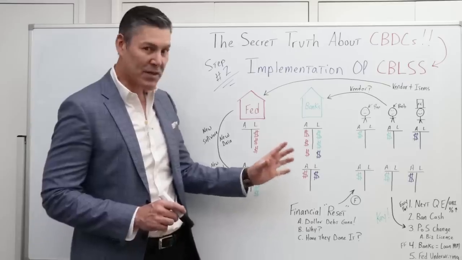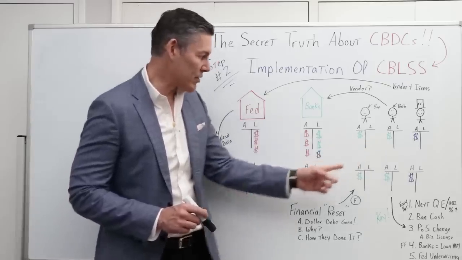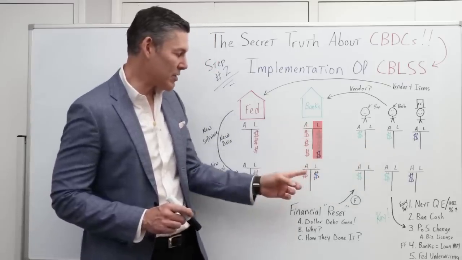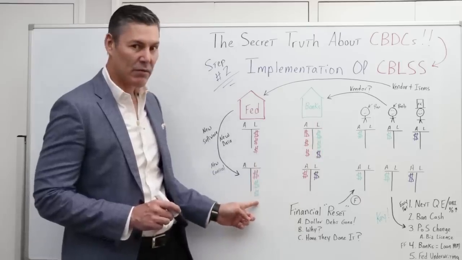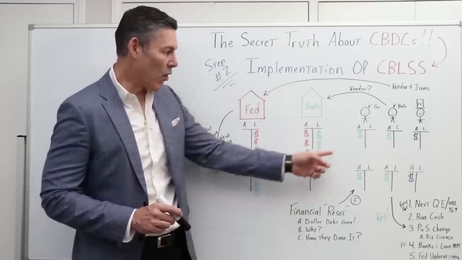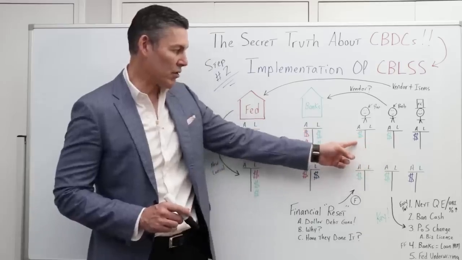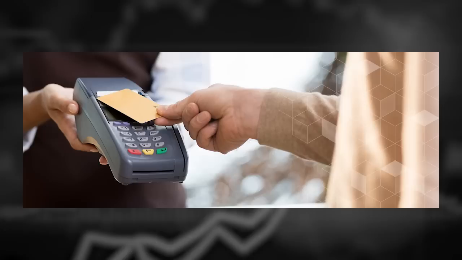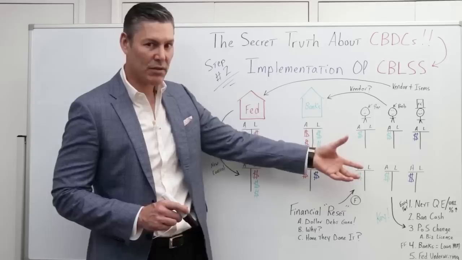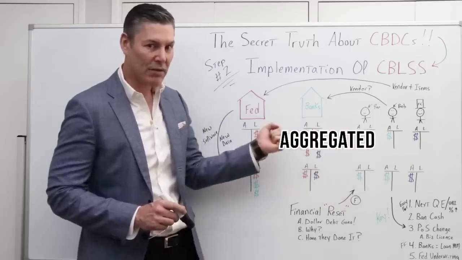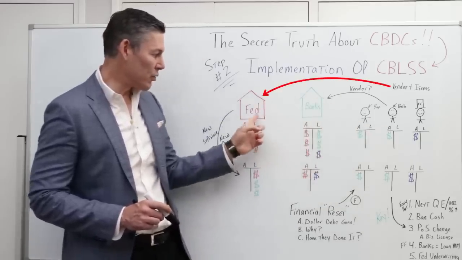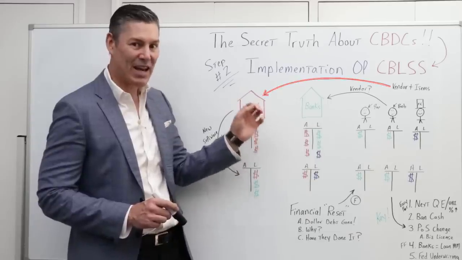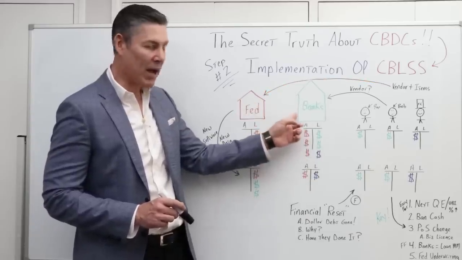So what I'm saying here is their checking accounts, instead of being liabilities of the banks, will be a liability of the Fed. Said another way, all of the information from their daily transactions will be aggregated and in real time will go directly to the Federal Reserve instead of the banks.